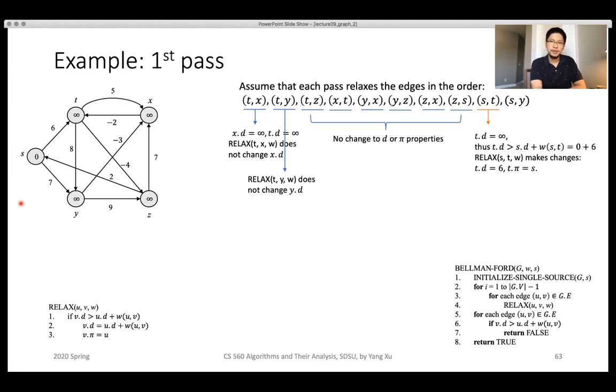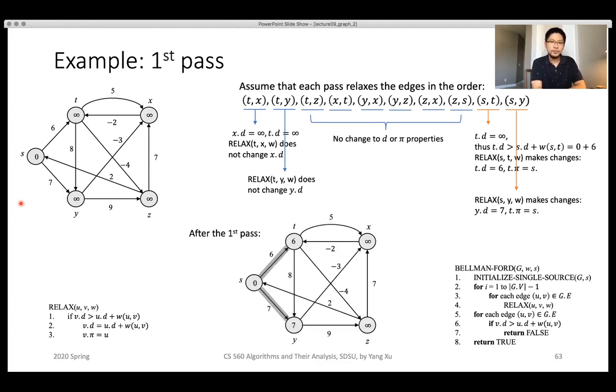Okay, and then when sy is relaxed, the same change will be made too, because the d of y is infinity, which is greater than the d of s plus the edge weight 7. Okay. So that's the result after the first pass of the outer for loop.